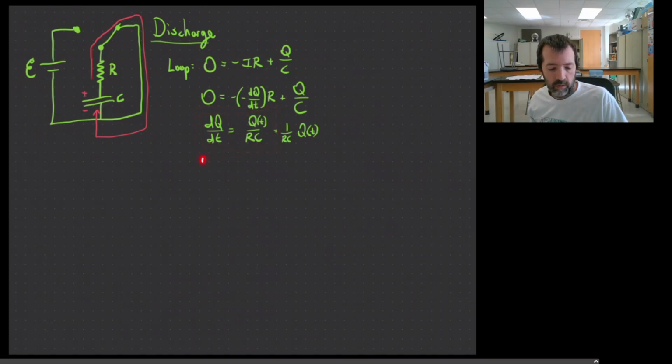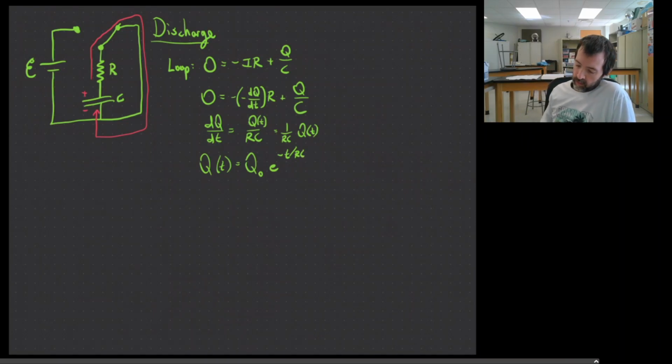The solution to that differential equation is for q of t to be some initial value, q naught, times e to the negative t over rc. I messed something up with my minus signs. What did I do wrong?